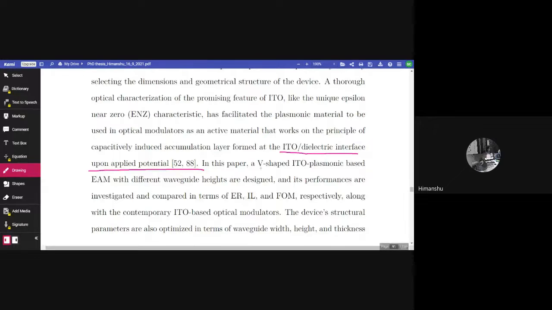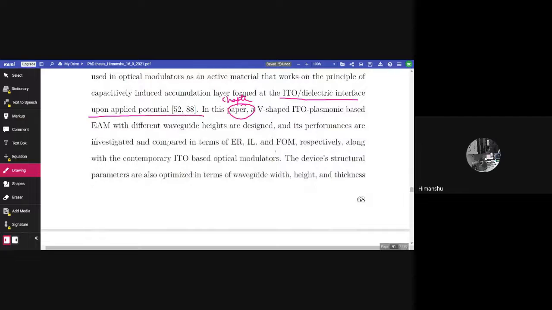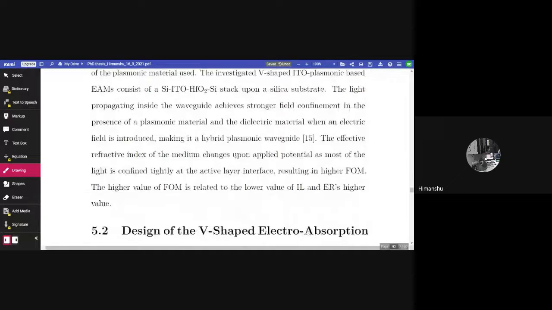References 52, 88. In this paper, a V-shaped ITO plasmonic-based EAM with different waveguide heights and designs is designed, and its performances are investigated and compared in terms of ER, IL, and FOM, respectively, along with contemporary ITO-based optical modulators. The device's structural parameters are also optimized in terms of waveguide width, height, and thickness of the plasmonic material used.